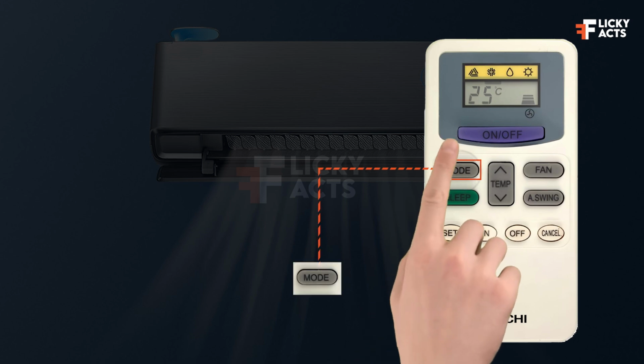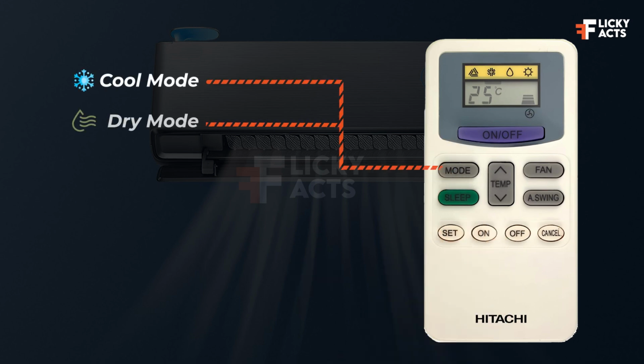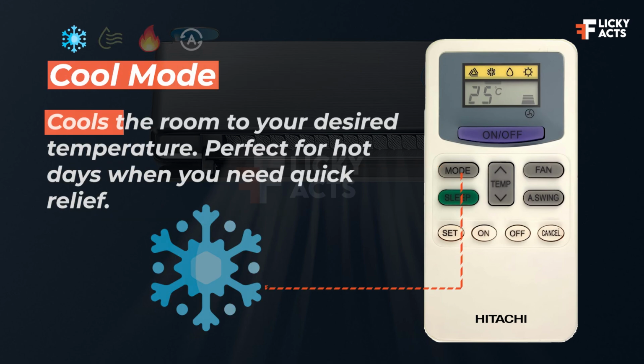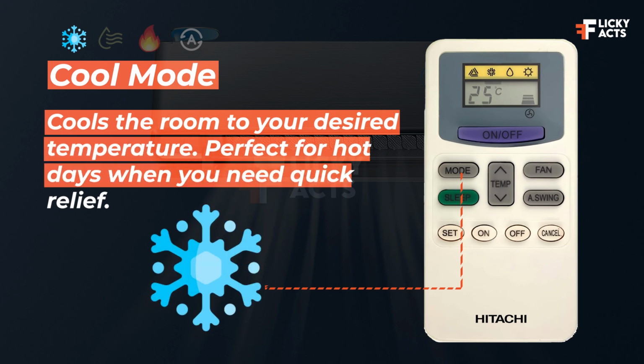Press the mode button to cycle through different modes depending on your need. Cool mode, dry mode, heat mode, auto mode. Cool mode cools the room to your desired temperature. Perfect for hot days when you need quick relief.